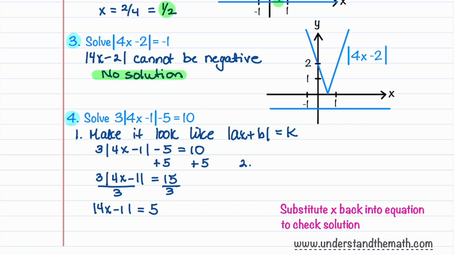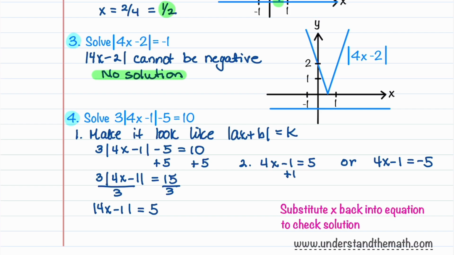So this will be our second step, which is to solve it. We're going to solve it by breaking it up into 2 pieces. The first piece is going to be our positive piece. So we have 4x minus 1 is 5. And then we'll put a little "or." And then we have our negative piece. 4x minus 1 is minus 5.